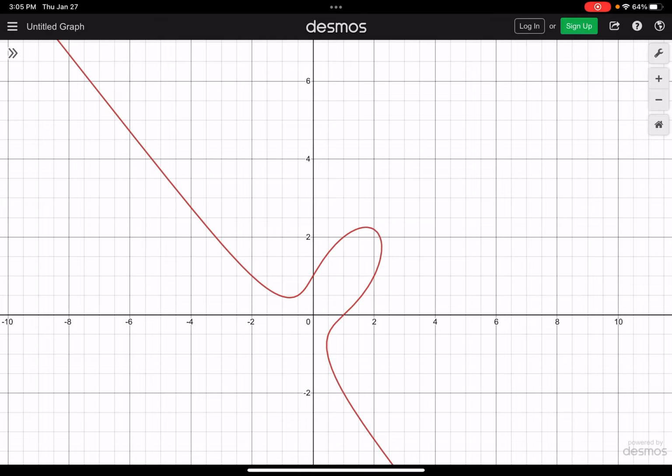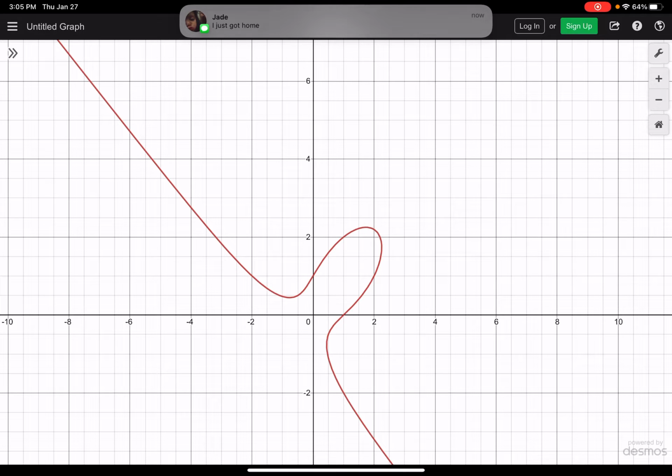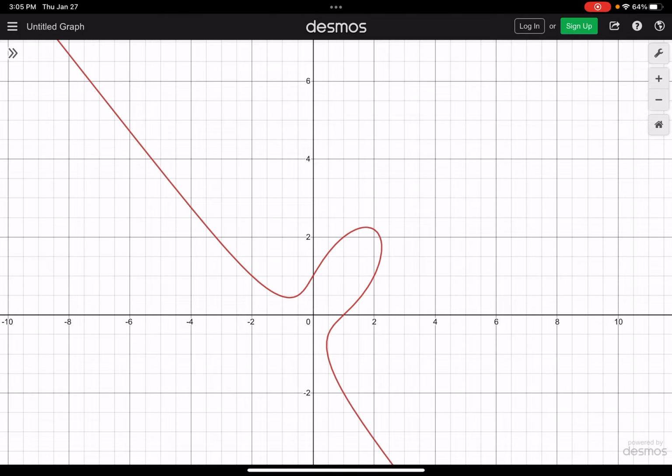All right, typically, horizontal tangent lines, my sister just got home, horizontal tangent lines occur at maxes and mins, okay?